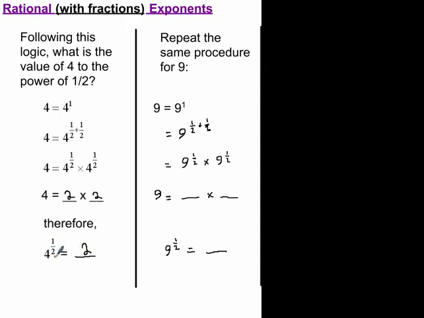So what could it be? Well, it could be 4 times half, it could be the square root, or it could be, I don't know, 4 divided by 2.